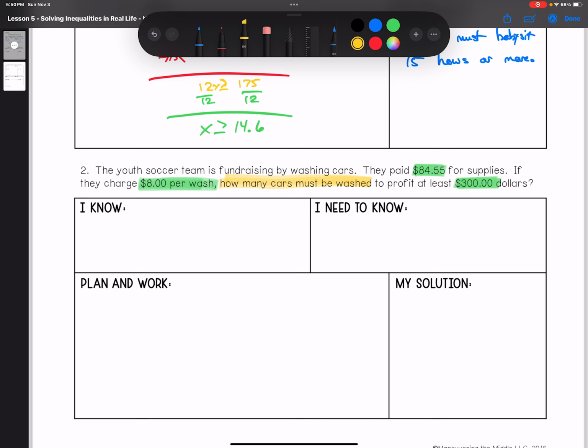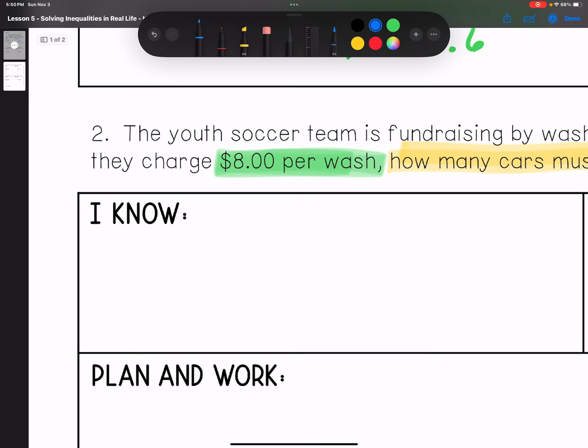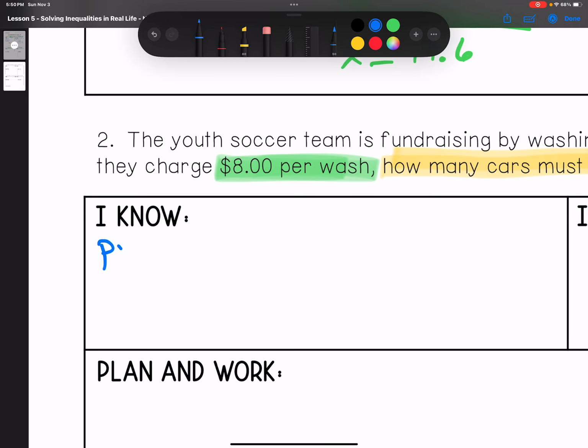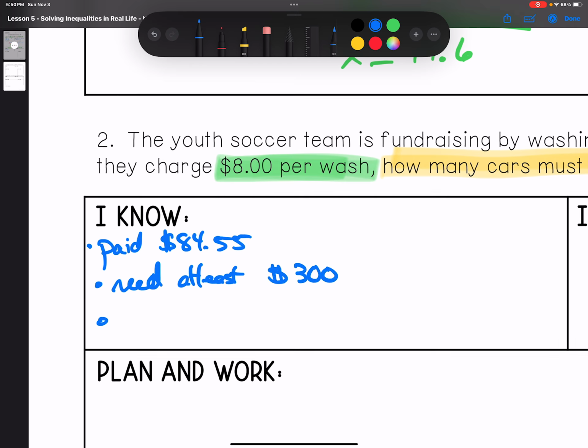So let's go solve it. What do I know? I know that they paid $84.55. I know that they need at least $300. And I also know that they earn $8 per wash.